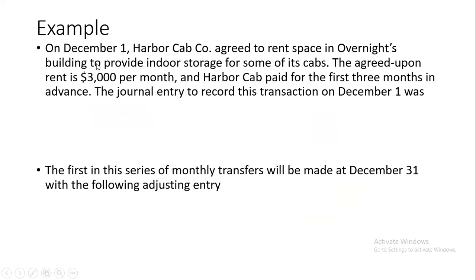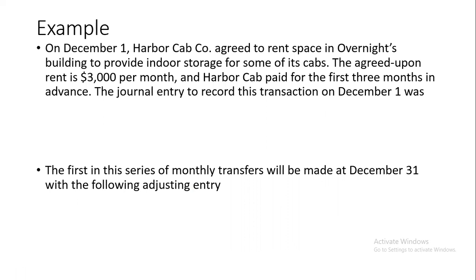Now, this is an example. On December 1st, Harbor Cab Co. agreed to rent space in Overnight's building to provide indoor storage for some of its cabs. The agreed upon rent is $3,000 per month, and Harbor Cab paid for the first 3 months in advance. The journal entry to record this transaction on December 1st was. So this is not the adjusting entry. This is the actual entry that you will have to pass on December 1st.